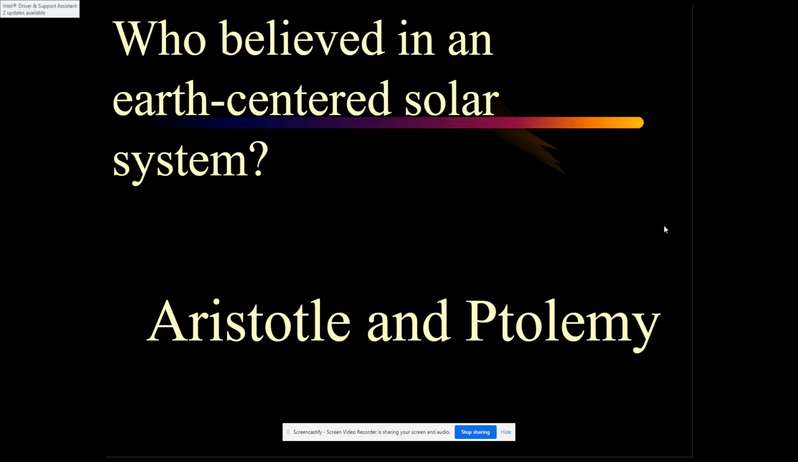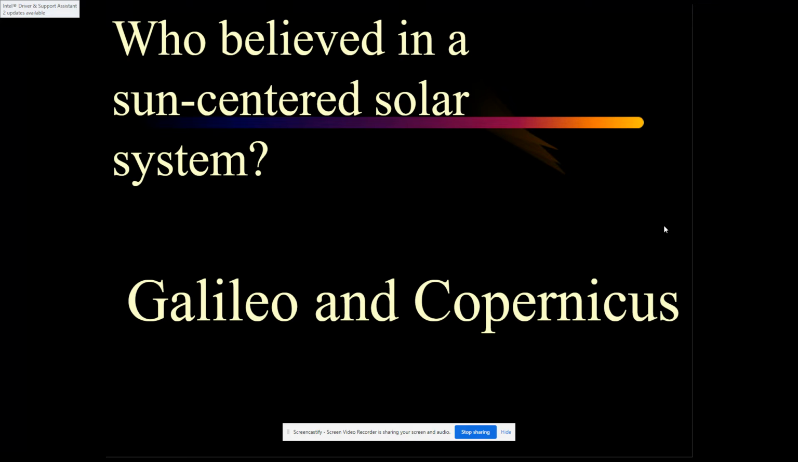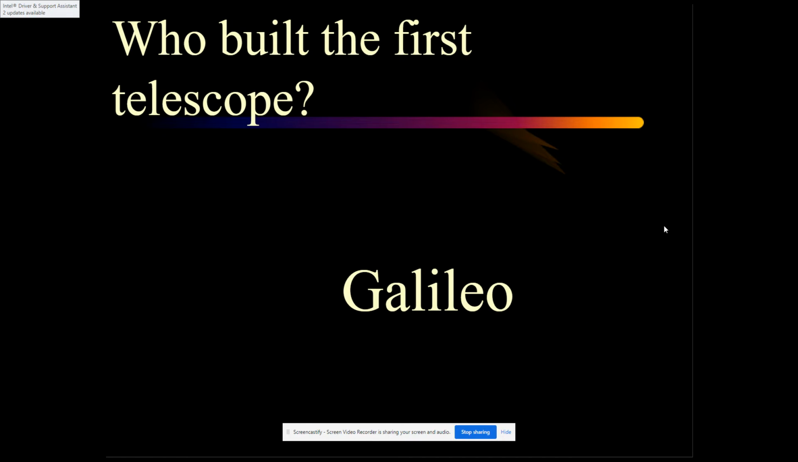So who believed in an Earth-centered solar system? Aristotle and Ptolemy. But then Galileo and Copernicus said that we were sun-centered. The first telescope was Galileo's. All right, and that is it.